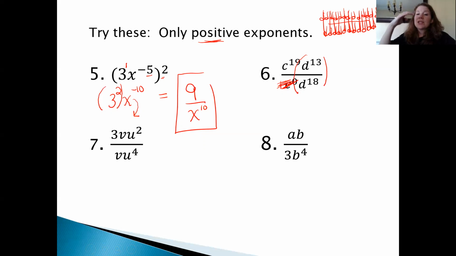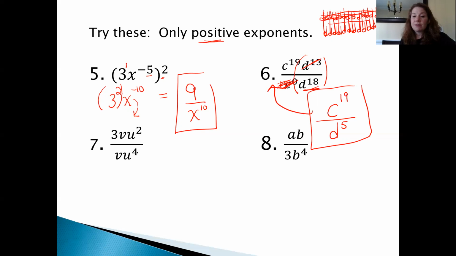So remember, when you have division of the same base, you subtract those exponents. Well, the difference in 18 and 13 is 5, but where did those 5 d's go? Well, they have to stay in the denominator because there's more d's in the denominator. So the final answer is c to the 19th over, remember, we basically canceled all 13 of those d's, and there's 5 left in the denominator. That is the answer. Okay, that one was confusing, but that's a good example.